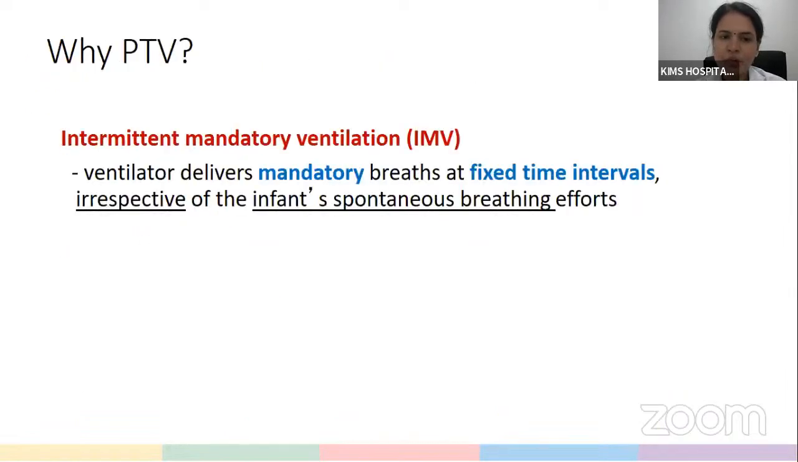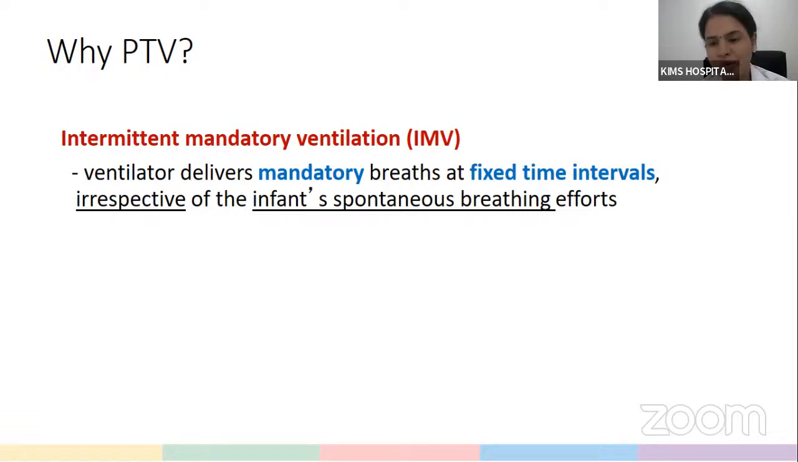So we will begin with today's topic of discussion, which is patient-triggered modes of ventilation. So why are we discussing PTV in the first place? Traditionally, when ventilation began, it was begun in the form of IMV or CMV. IMV is intermittent mandatory ventilation, CMV is controlled mechanical ventilation.